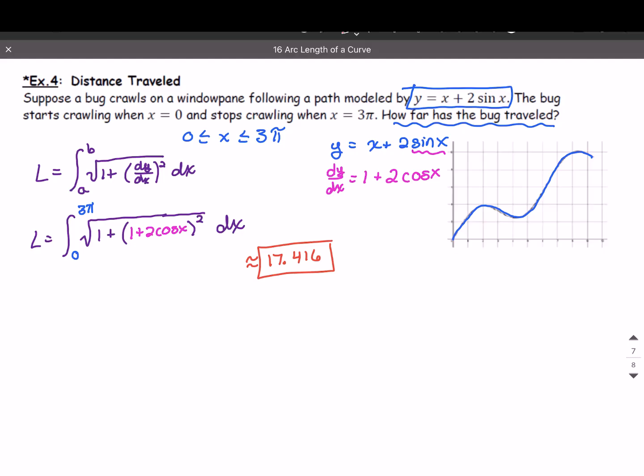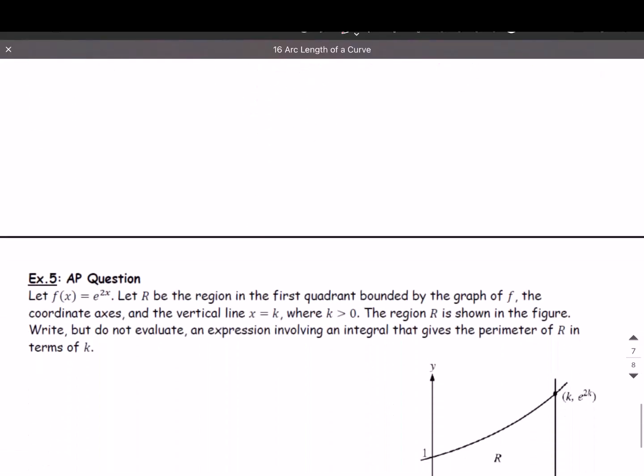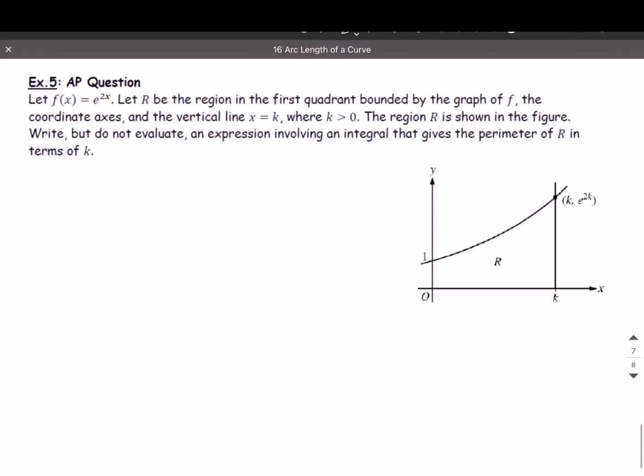Okay, so we found that the arc length, or the length that the bug walked along, was 17.416. Last question, and this was an AP question. I forget whether it was letter C or D of an AP free response problem.